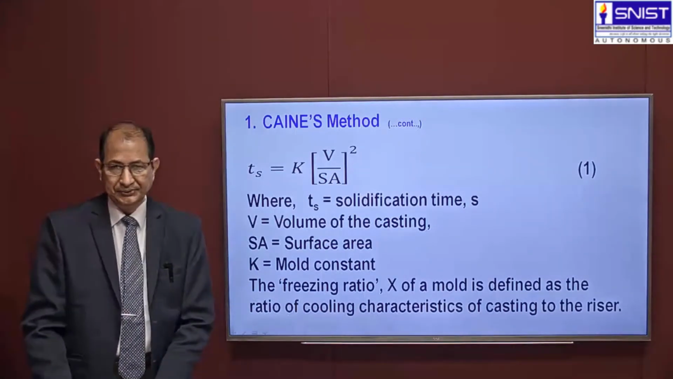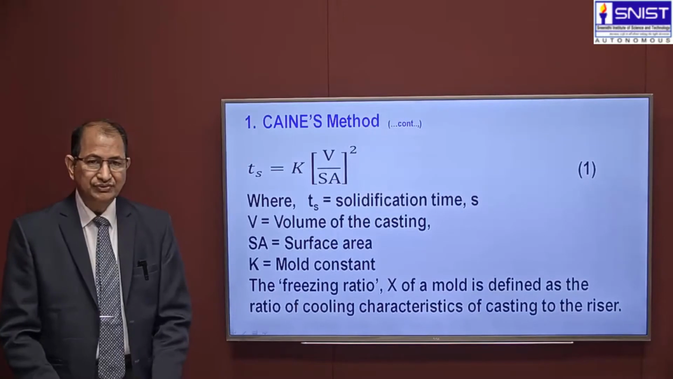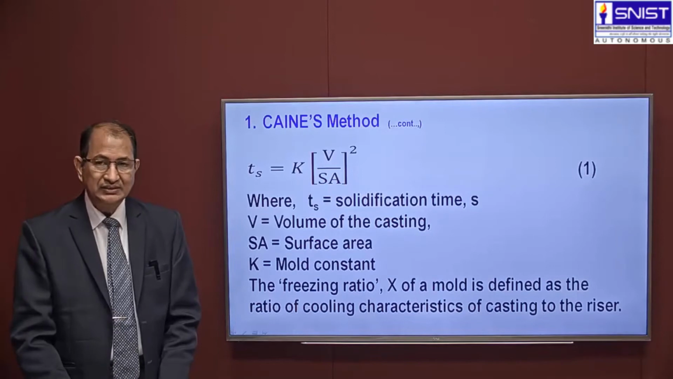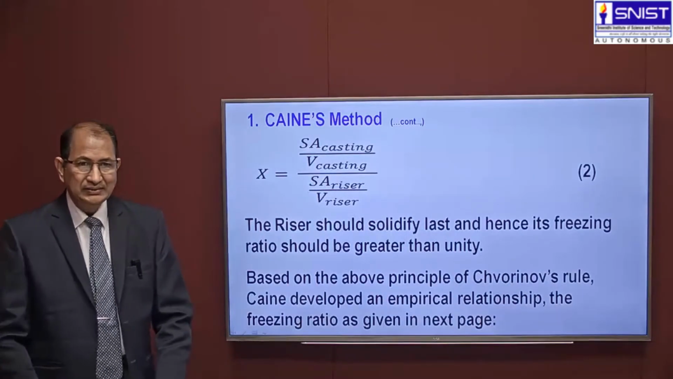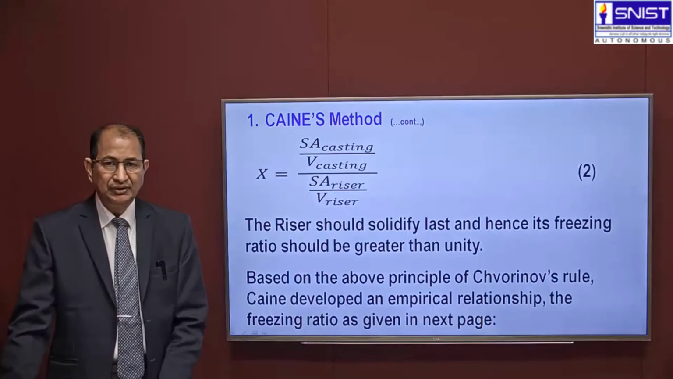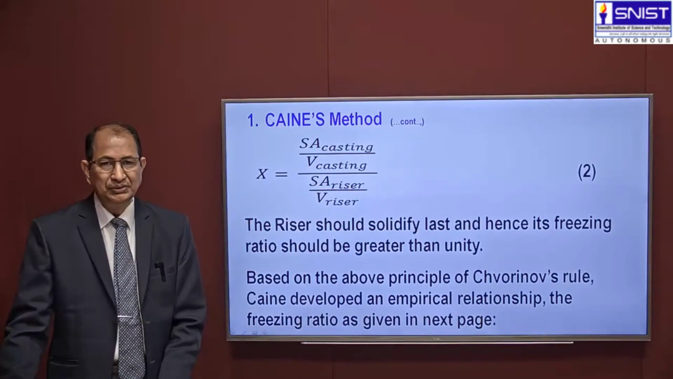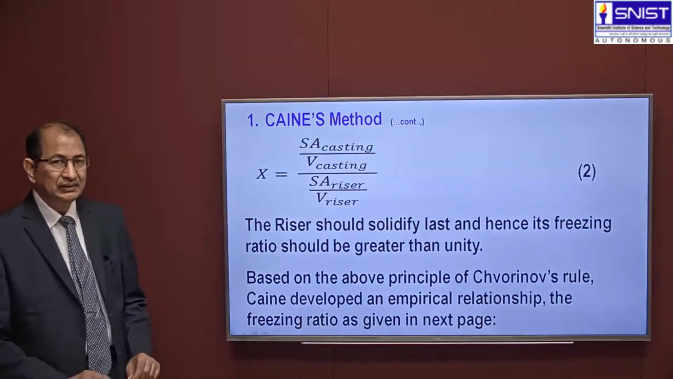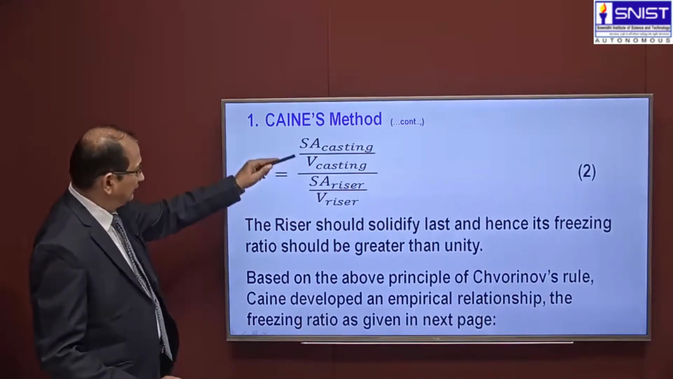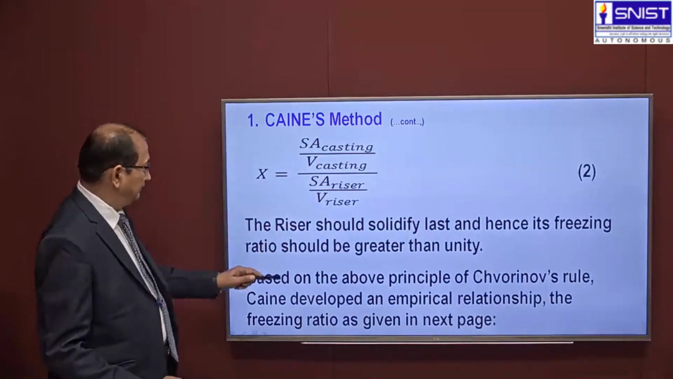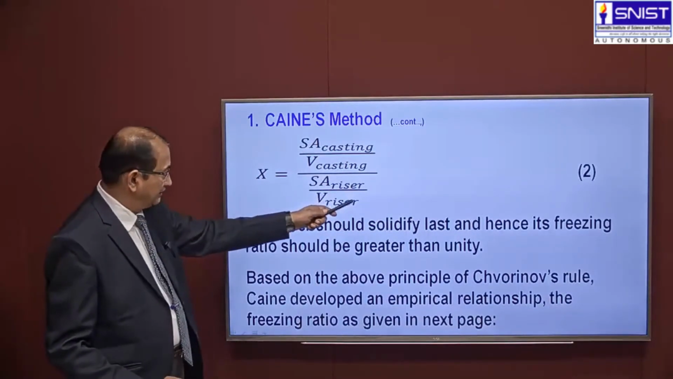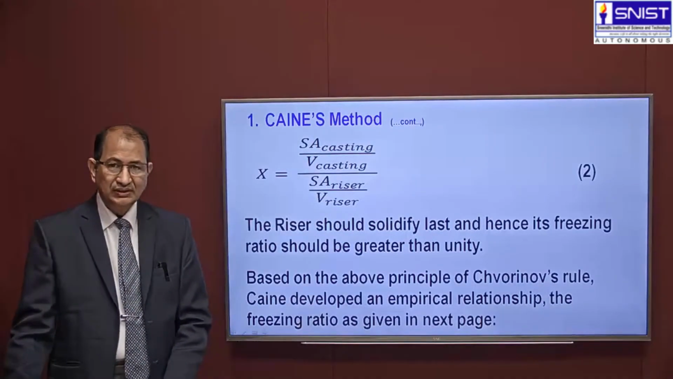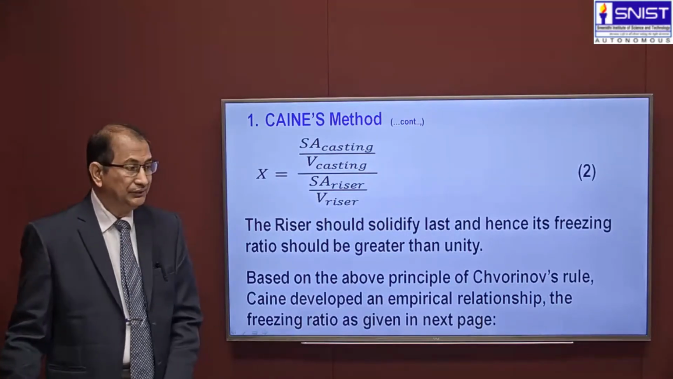The freezing ratio X of a mold is defined as the ratio of cooling characteristics of the casting to the cooling characteristics of the riser. The riser should solidify last and hence its freezing ratio should be greater than unity. Based on the above, X is basically the surface area of the casting to the volume of the casting divided by the surface area of the riser to the volume of the riser.